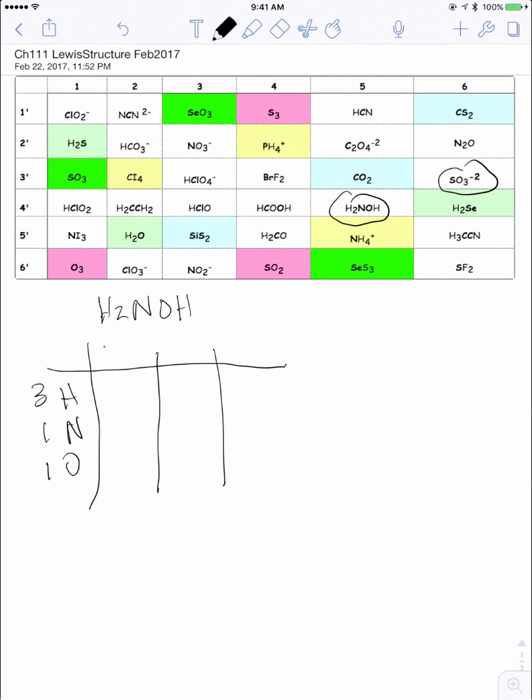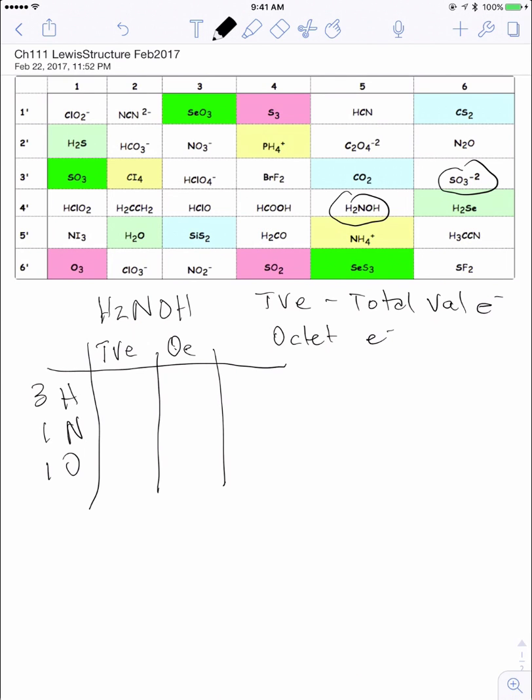One column is called TVE, and TVE stands for total valence electrons, and the other column is OE, and that's called octet electrons. Now TVE is just the number of valence electrons each element contains.